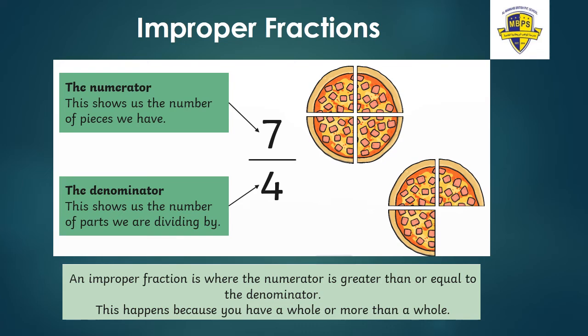So here we have 7 pieces of pizza out of 4. The numerator 7 shows us the number of pieces we have. So how many pieces of pizza do we have? 4 plus 3, 7. And the denominator represents the number of parts we are dividing by. So one pizza we divide into 4 pieces.